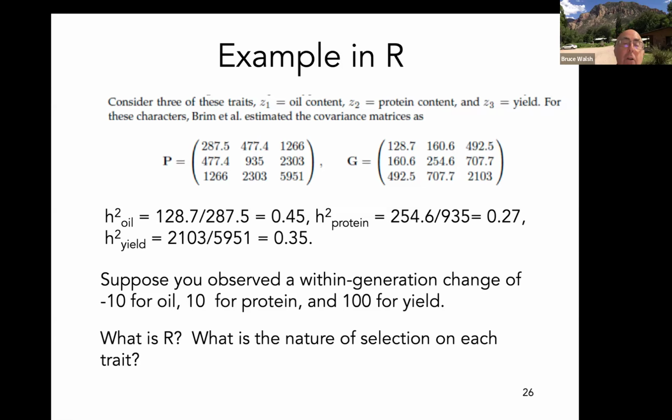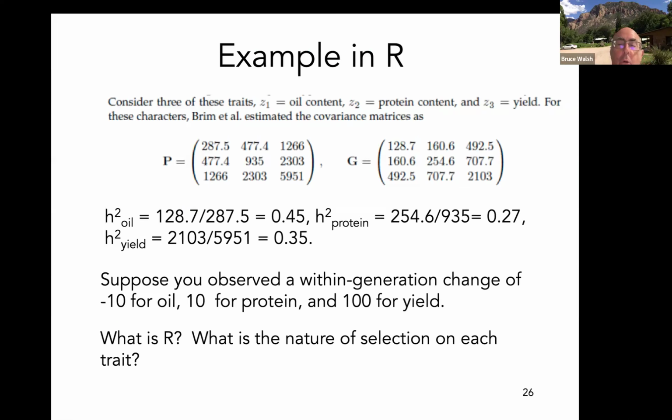Suppose now I observe the following. I have a set of chosen parents, and in those chosen parents, they have a decrease relative to the overall mean of 10 in oil, an increase of 10 in protein, an increase of 100 in yield. Two obvious questions. What was actually selected on, and what's the response?